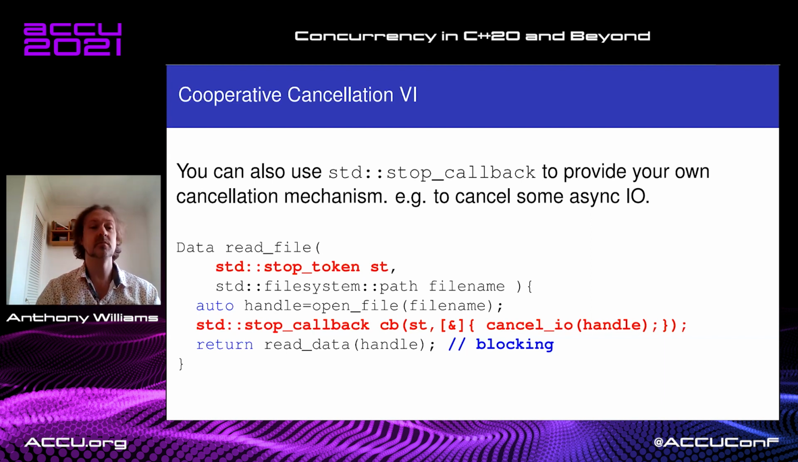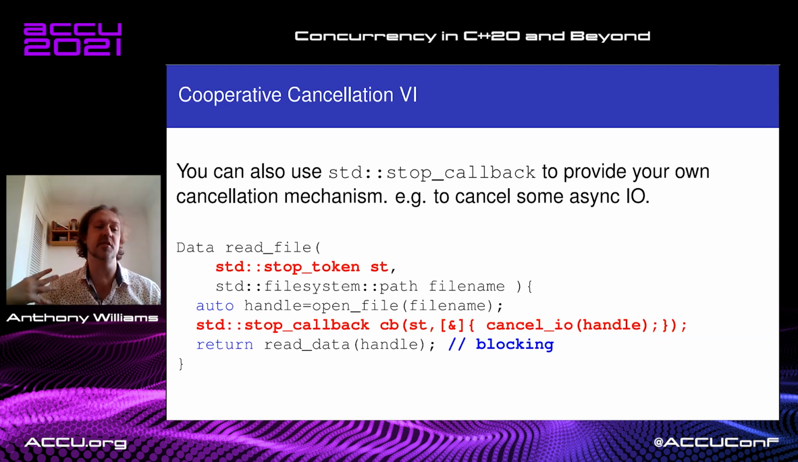So in this example, we're opening a file, we've now got a handle. We're going to read some data. This is going to be a blocking operation. Maybe we're trying to read the entire file in one go and it's a 5 GB file or something like that. But we can then register our callback to cancel IO on this file handle.